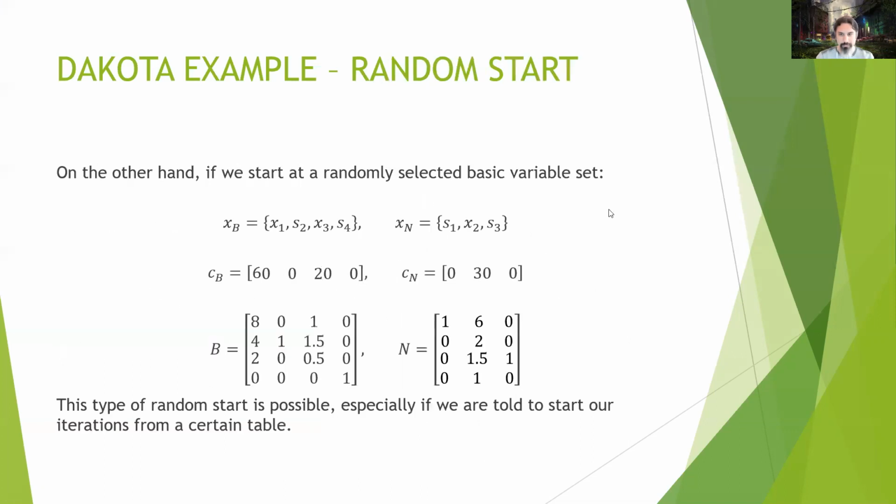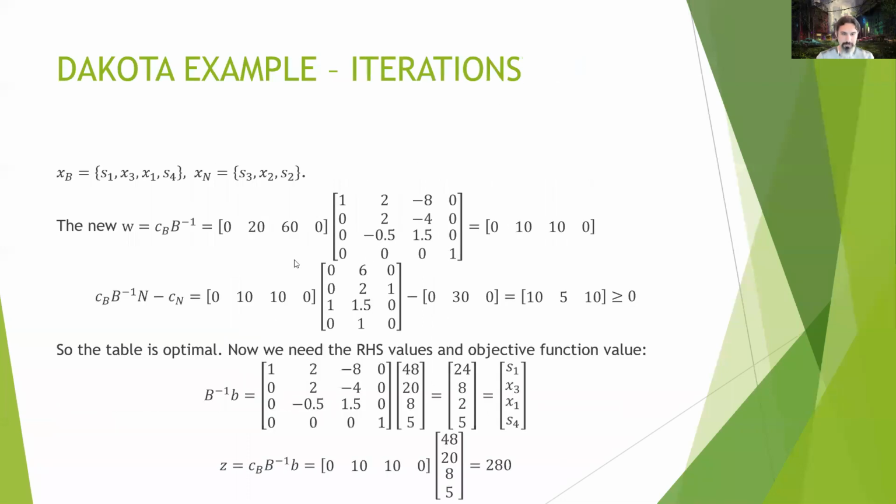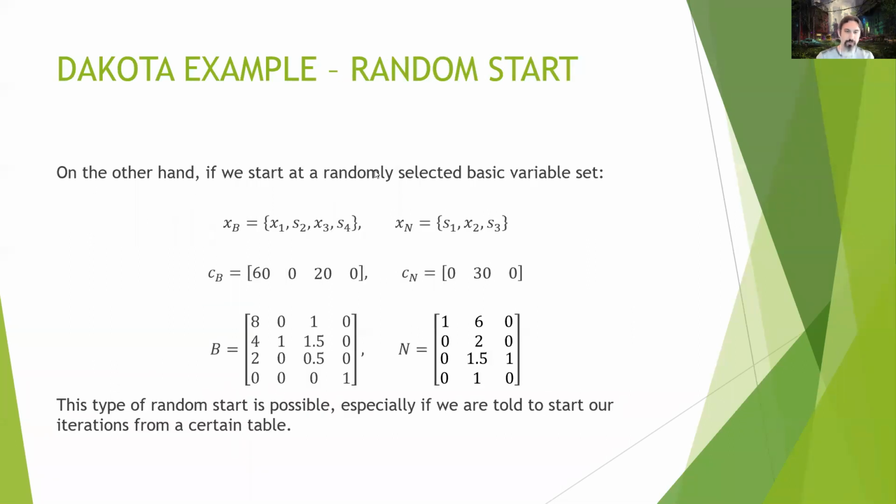Now, this one can also be useful for random starts. What is a random start? Well, think of the Dakota example once again, and I say to you, okay, you already know the answer. We know this is the answer, X1, X3, S1, S4, but just forget about it, and let's look for the answer once again. But let's say that X1, S2, X3, and S4 are our basic variables.